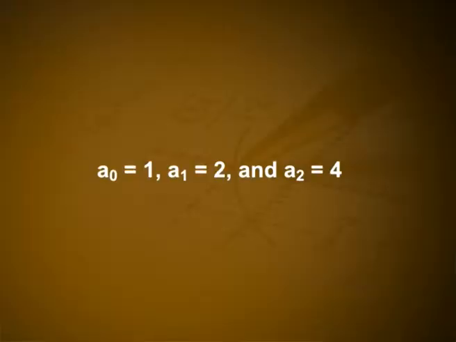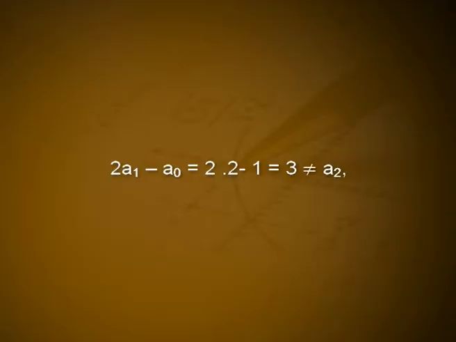Suppose that a_n = 2^n for every non-negative integer n. Note that a_0 = 1, a_1 = 2 and a_2 = 4, because 2a_1 - a_0 = 2 * 2 - 1 = 3, not equal to a_2. We see that a_n where a_n = 2^n is not a solution of the recurrence relation.